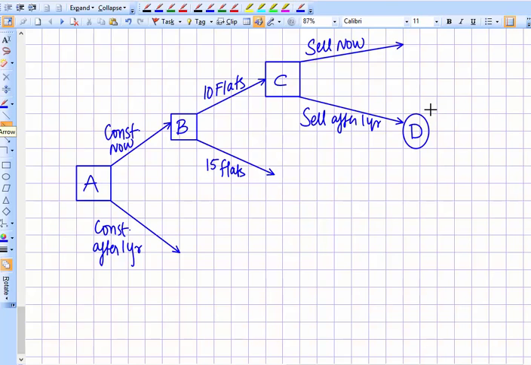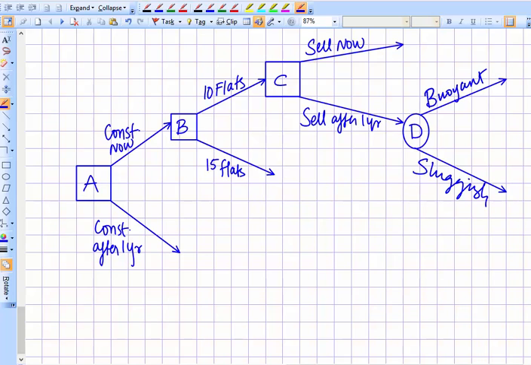So one outcome can say the market will be buoyant, and the other outcome will say the market is going to be sluggish. So let me mark that. It is possible that the market will be buoyant. It is possible that the market will be sluggish. Okay. So this is what is going to happen if you're going for 10 flats.